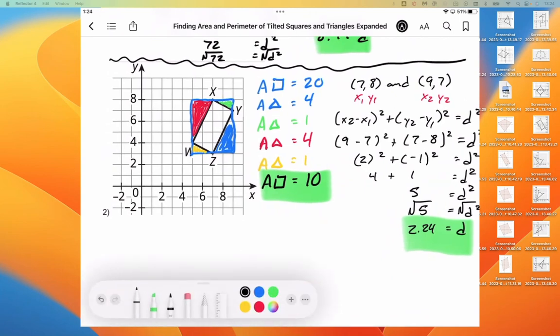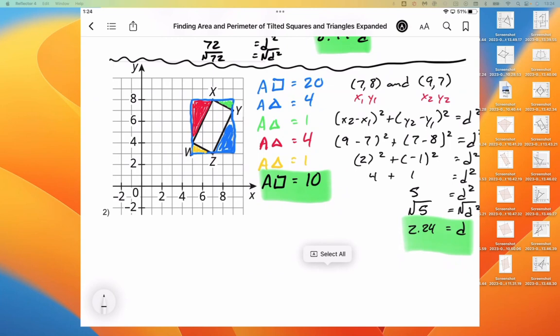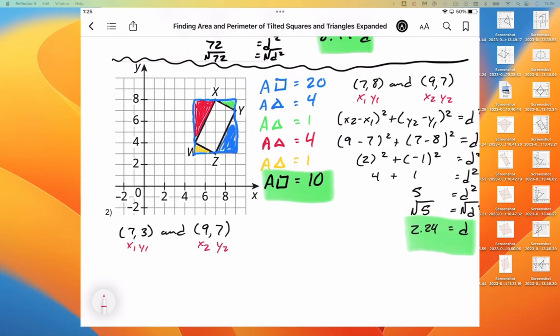Need to do the distance formula one more time for the long side. Again, I can pick any 2 points. I will pick 7, 3 and 9, 7. So that'll give me the long side, x1, y1, x2, y2. Same thing that we did over there on the side.